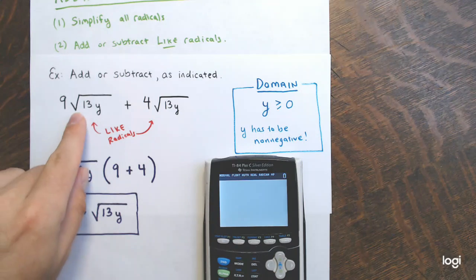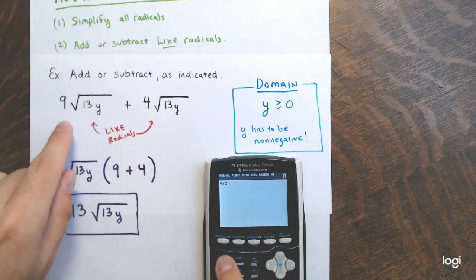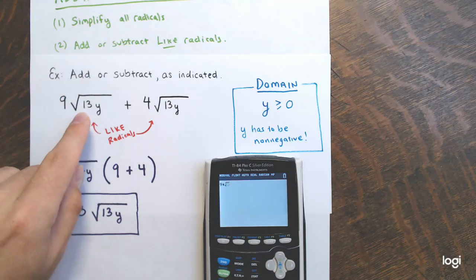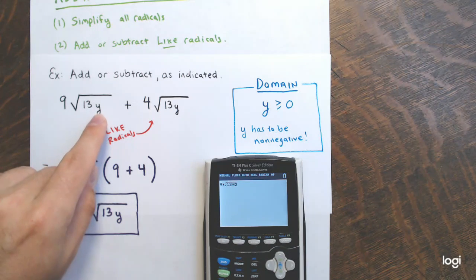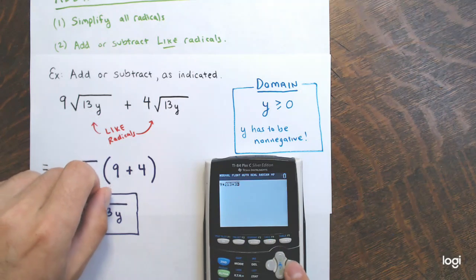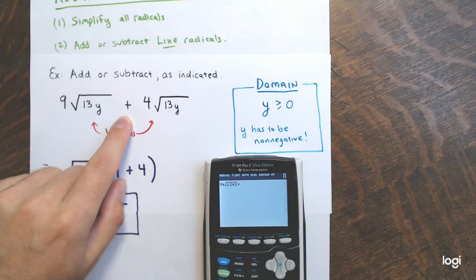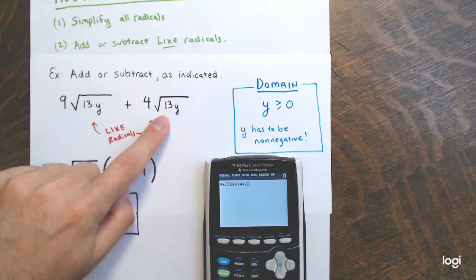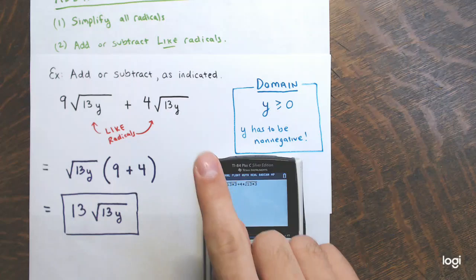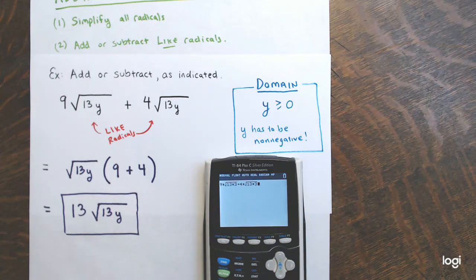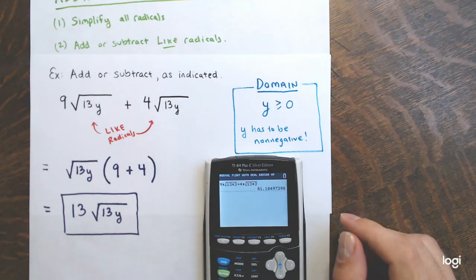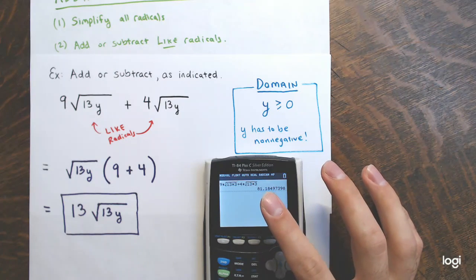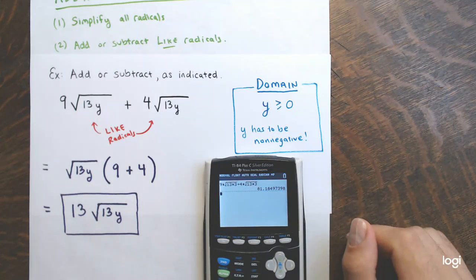Alright, so I have on this expression 9 times the square root of, and then inside that square root 13 times y, but I'm having y be 3, right? So 13 times 3. Then after that, plus, and then 4 times the square root of, and then inside that square root 13 times 3 again. All right. So this is the first expression I started with, where y is replaced with 3. And it gives me this crazy value of 81.1849739, and so on.